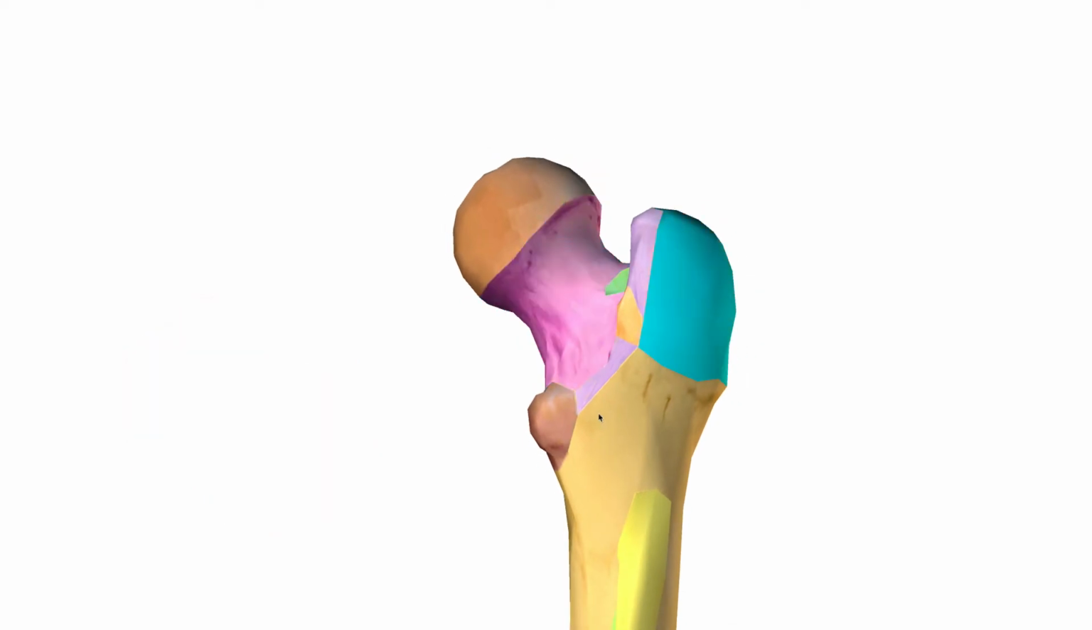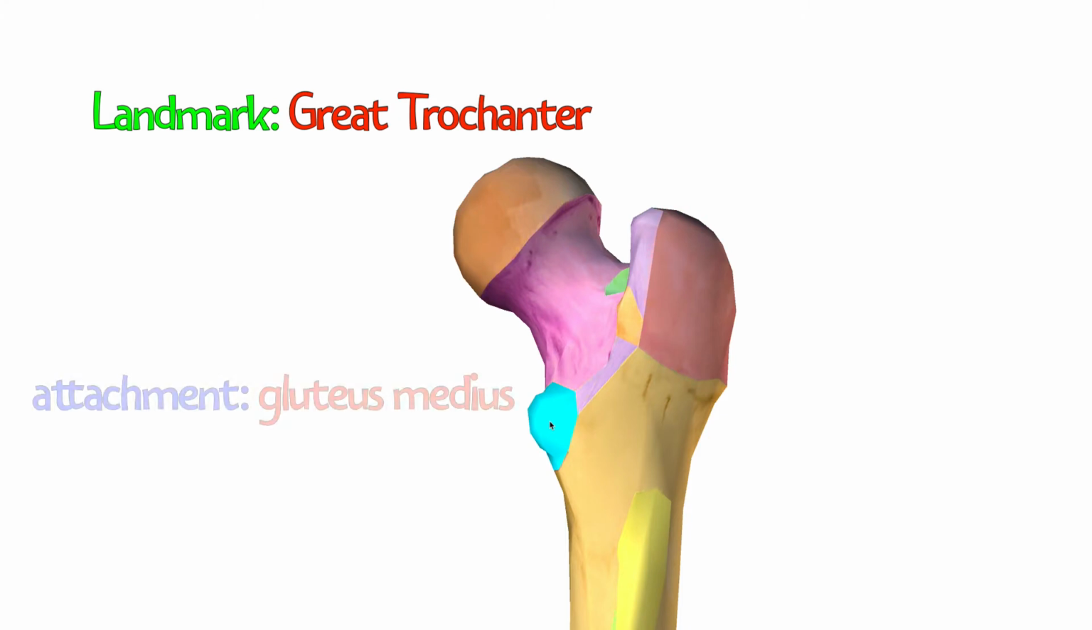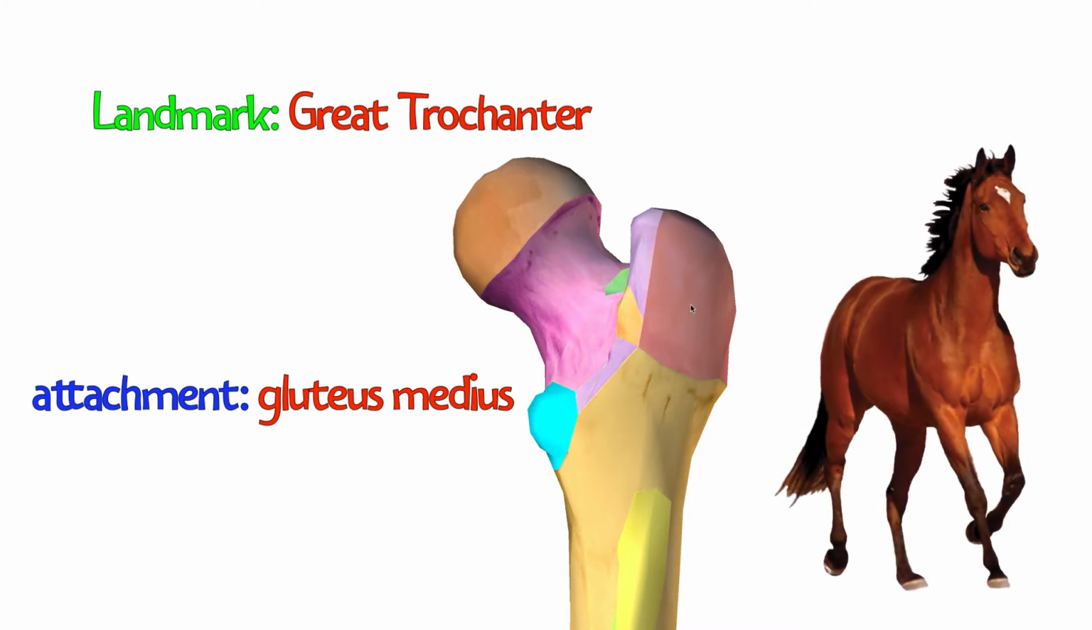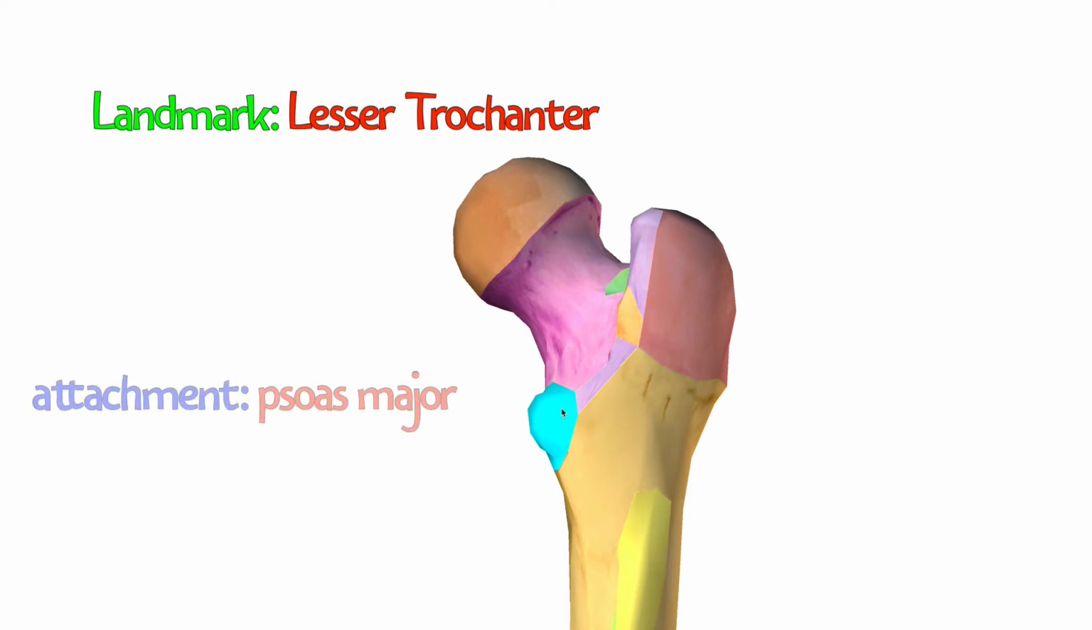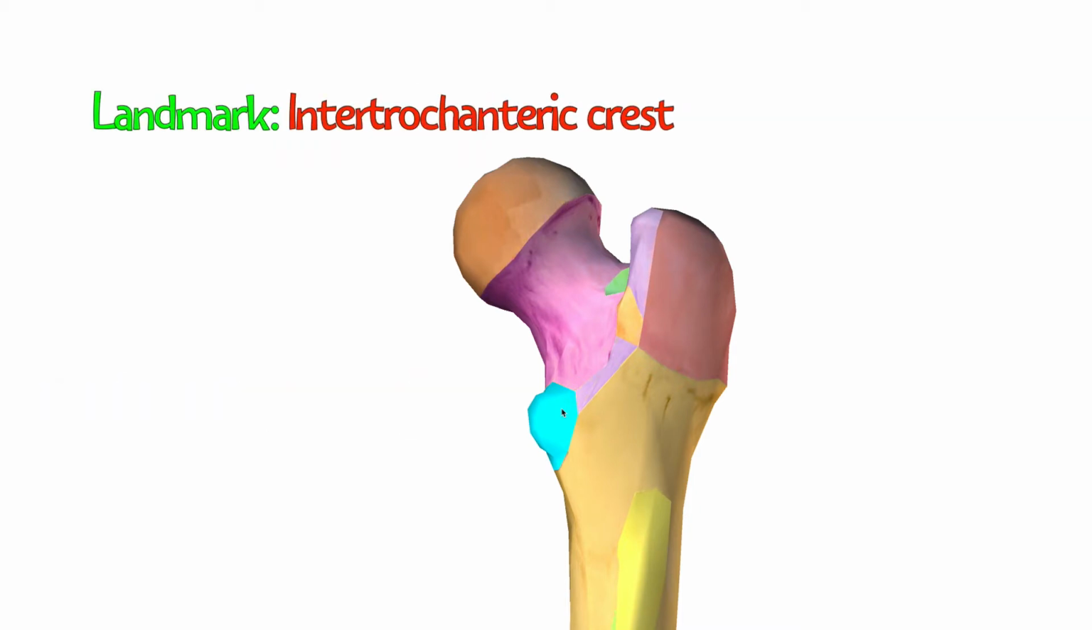Now, also we have a greater and a lesser trochanter. Now, that word trochanter, think of a horse. So, horse typically can canter, it can gallop, and that has to do with the legs, right? Now, with the humerus, you have a greater and a lesser tubercle, right? So, the greater trochanter is a place of attachment for your gluteus medius, and then the lesser trochanter, the psoas major.